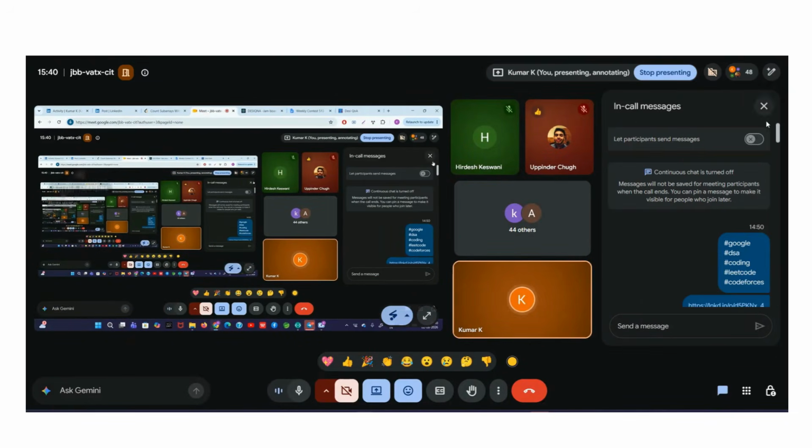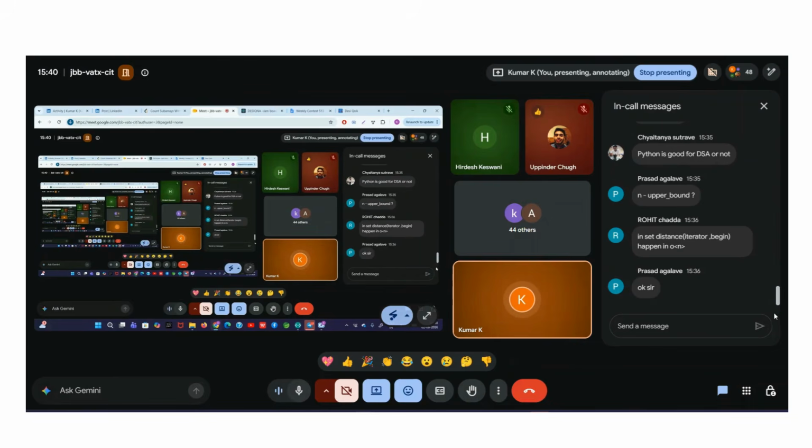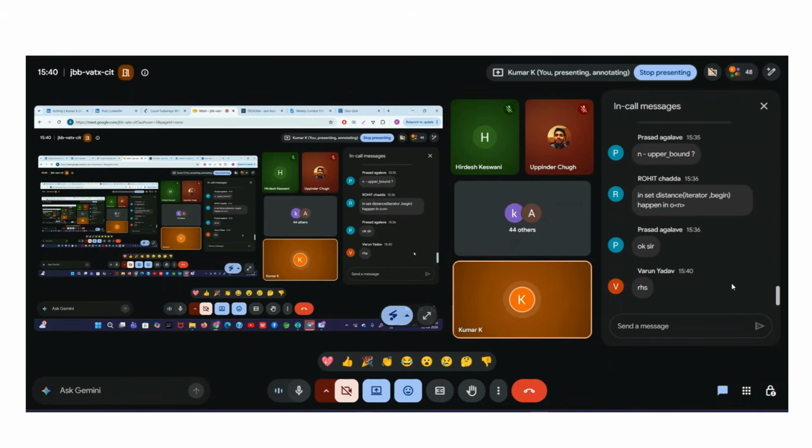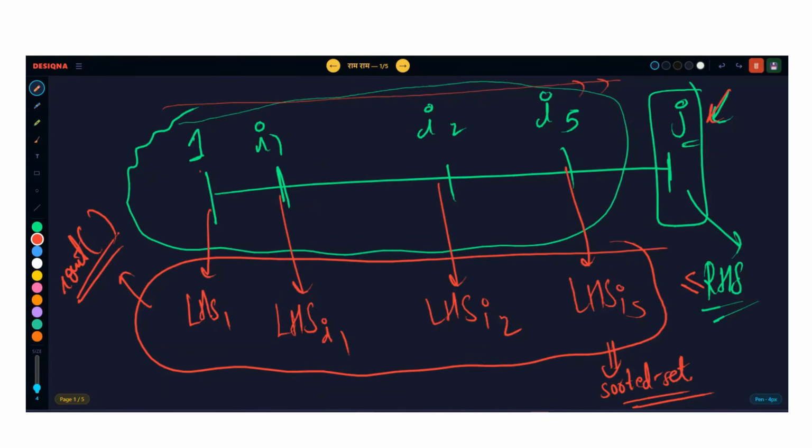एक झटके में क्वेश्चन सॉल्व हो जाएगा. Count of what I will query when I'm at index j in the sorted set which has all the data from 1 to j minus 1. Count of RHS. Done. Problem solved.